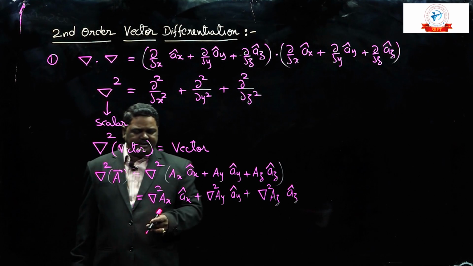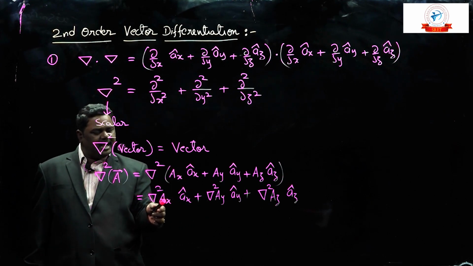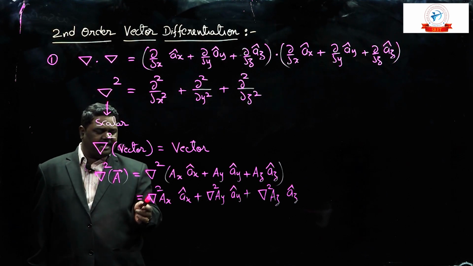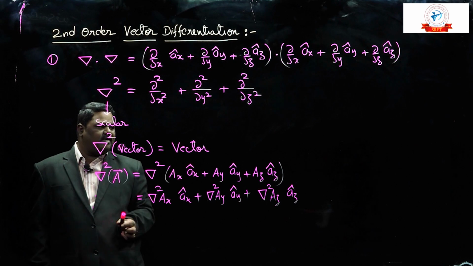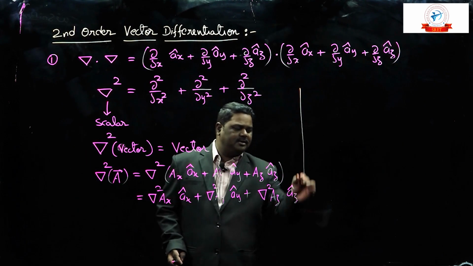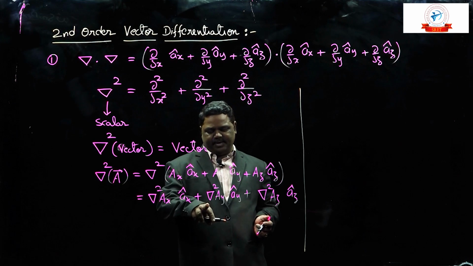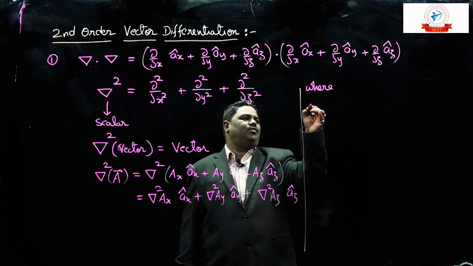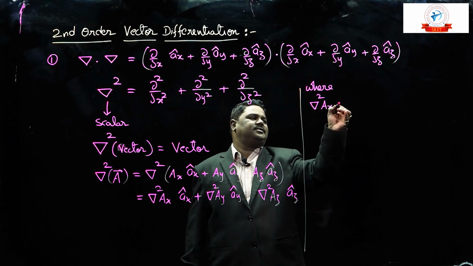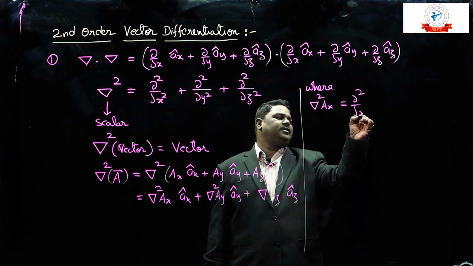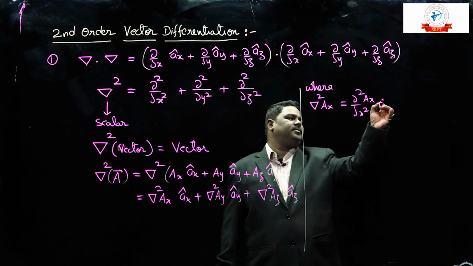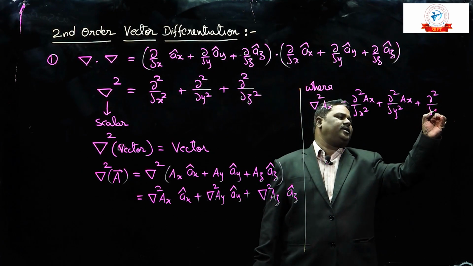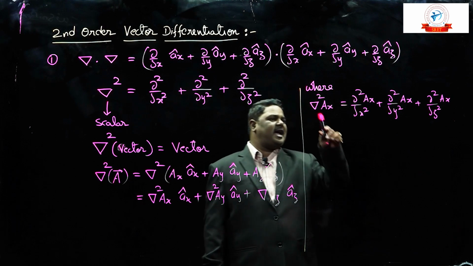Now observe each term here. In each term we have del square of ax, again a Laplacian on a component, the x component ax. It just looks like del square f. So how do we write the formula for this? We need to expand each term like a Laplacian on a scalar, where del square of ax is equal to dou square by dou x square of ax plus dou square by dou y square of ax plus dou square by dou z square of ax. Just a Laplacian on ax.